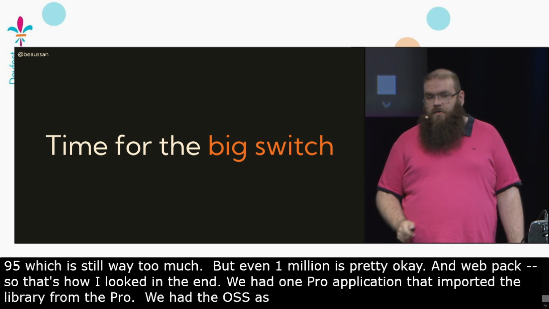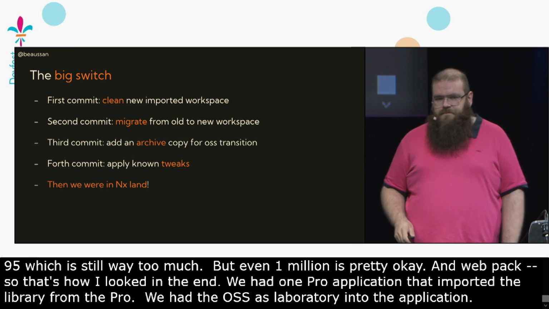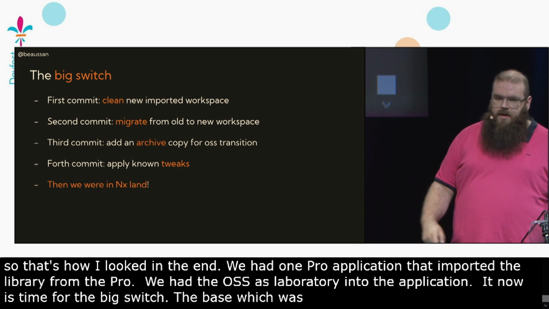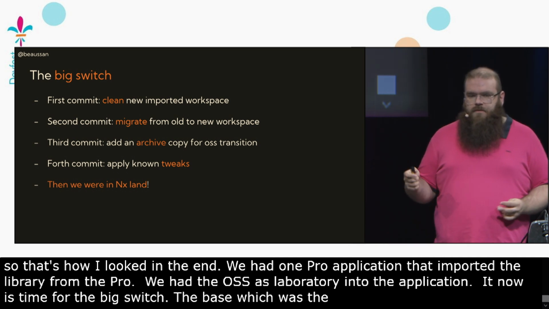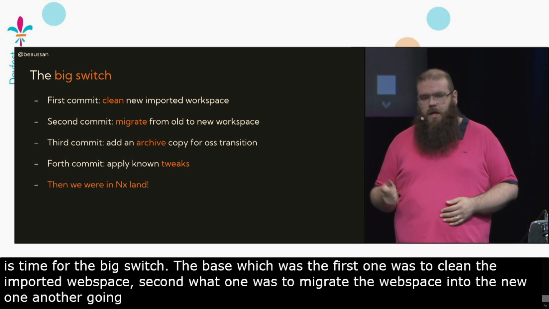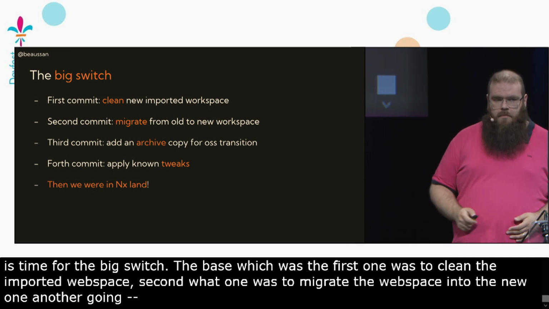And now it was time for the big switch. The big switch was 4 commits. The first one to clean the imported workspace. Second one was to migrate the old workspace into the new one. Third one was to add an archive for OSS transition, because we had pull requests from third parties. And the fourth one was to apply the node tweaks, and then it's done.